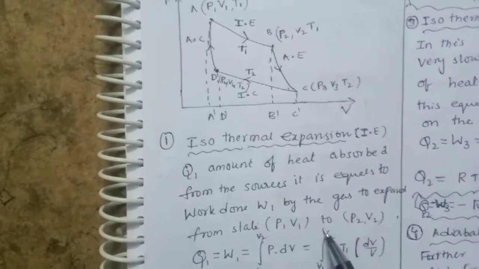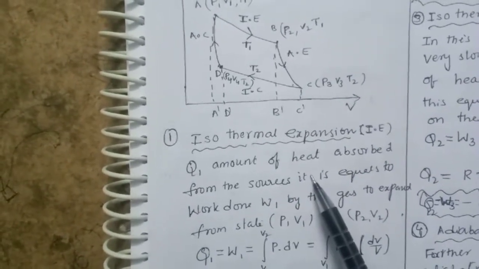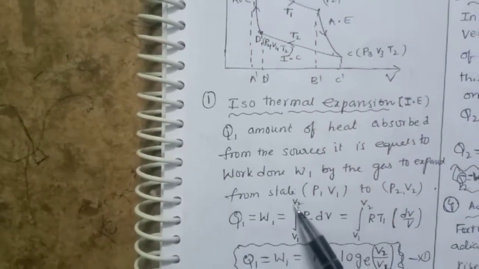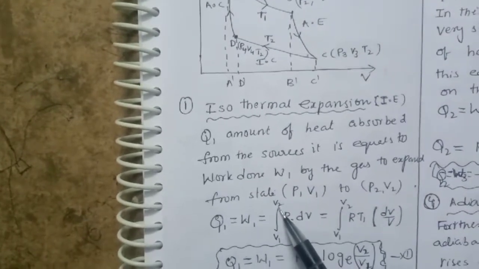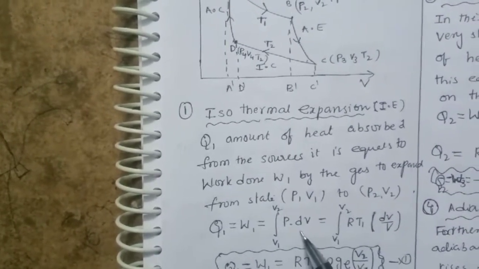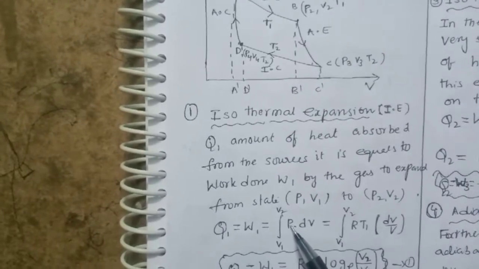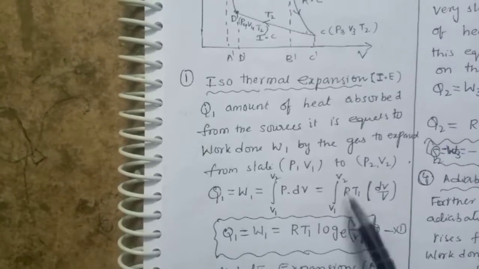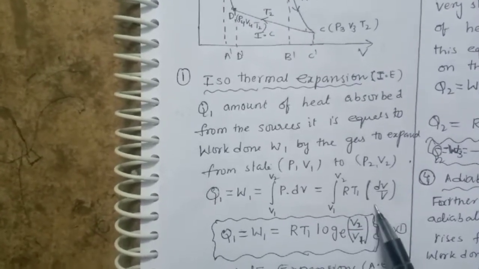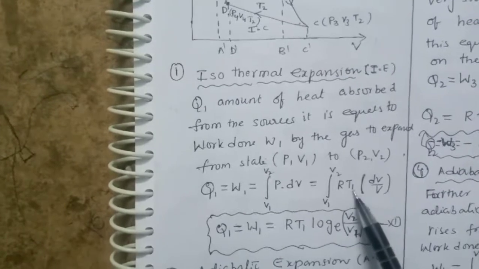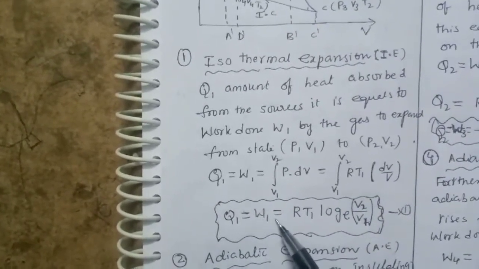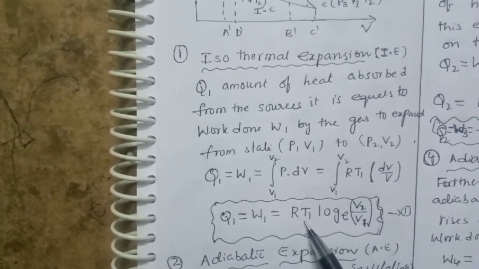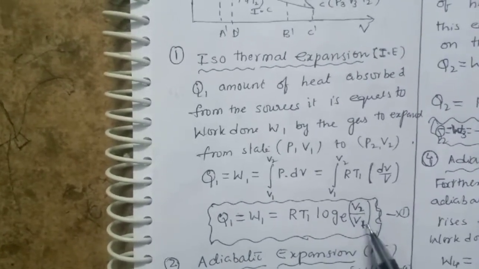Here this is isothermal expansion, so the equation for isothermal expansion is Q1 equals W1 equals the integral from V1 to V2 of P dV. As we know that PV equals RT, we substitute here and get the integral from V1 to V2 of RT1 dV by V. After doing this integration we get Q1 equals W1 equals RT1 log base e V2 by V1.